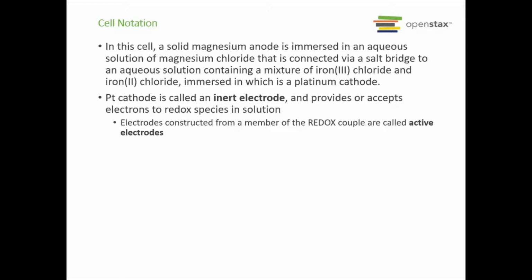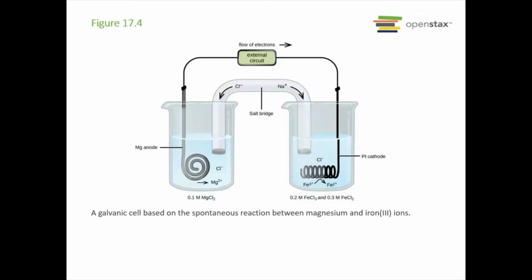So the platinum is an inert electrode. So it's going to provide or accept electrons to the redox species in solution. Okay, if you were to have an electrode that is part of the redox reaction, that is an active electrode. So here's that setup. The platinum cathode, again, is not really taking place in the reaction, but it's accepting the electrons from the solution. So it's inert in that it's not actually part of the reaction.